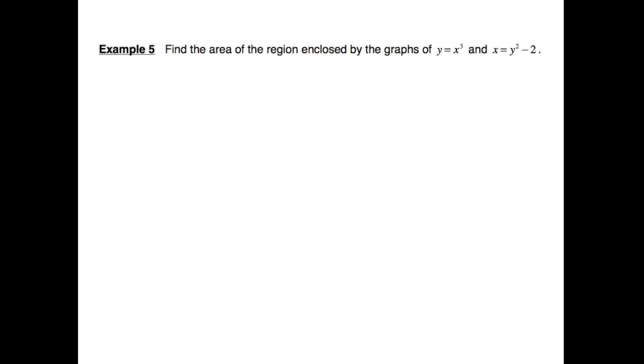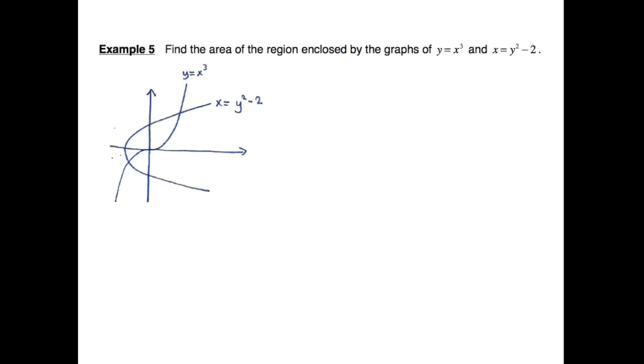Let's try another example of integration in terms of y. We want to find the area of the region enclosed by the graphs of y equals x cubed and x equals y squared minus 2. This is what it looks like. This isn't even a function, but it doesn't matter. And the area of the region enclosed by the graphs is this area here, right? It doesn't have a single straight line, but it's a well-defined area.